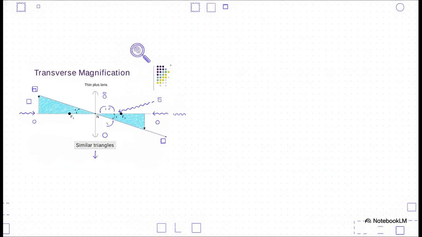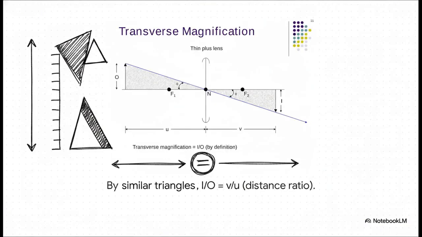So because they share that exact same angle, and because both the object and the image stand perfectly straight up, forming 90-degree right angles at their base, we have two perfectly similar right triangles. Now, because these triangles are mathematically similar, the ratio of their vertical heights, which is image height I over object height O, absolutely must equal the ratio of their horizontal lengths.